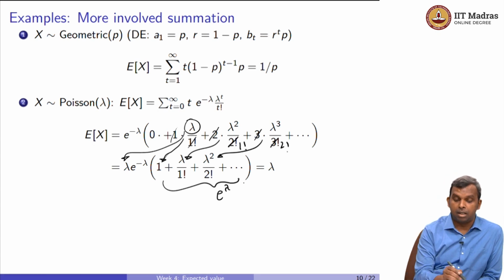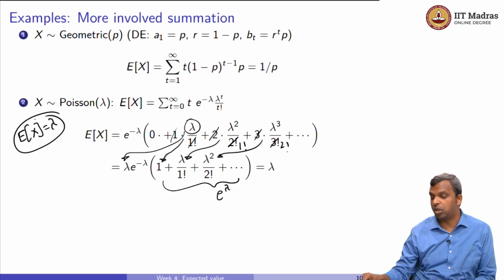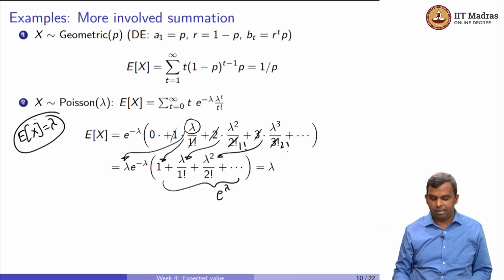You simply get lambda. So once again, the most important thing is the expected value is lambda for the Poisson distribution. Poisson lambda, expected value is lambda. Right? Easy enough to understand.